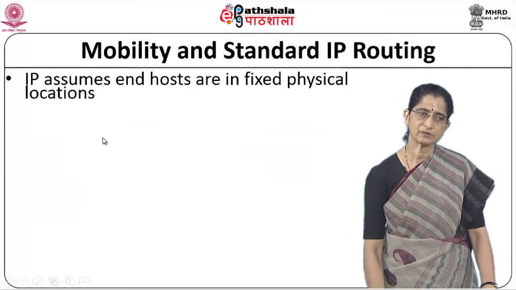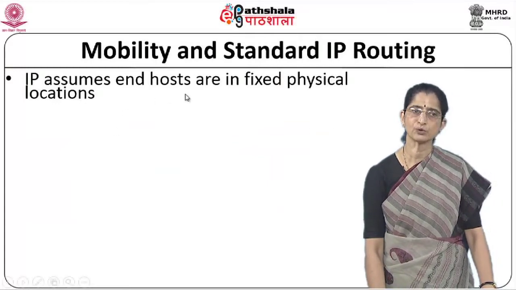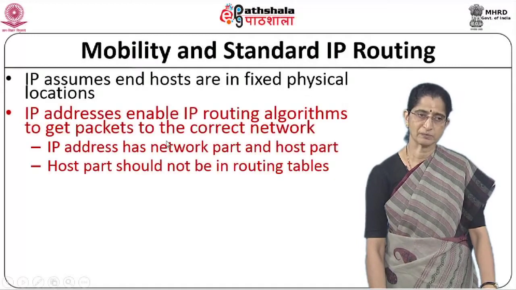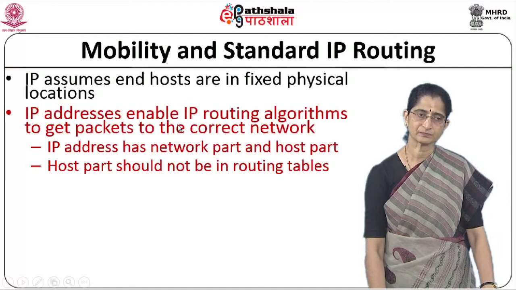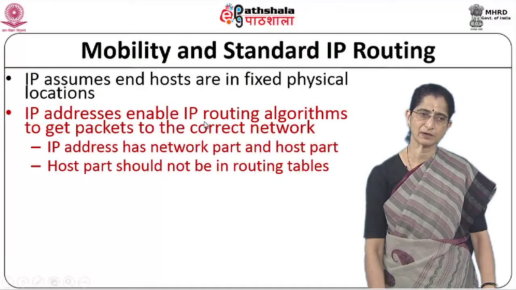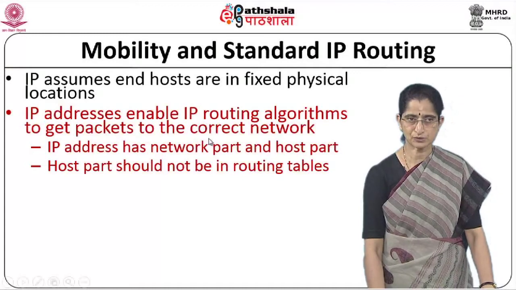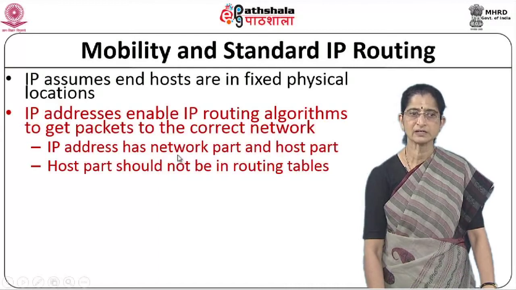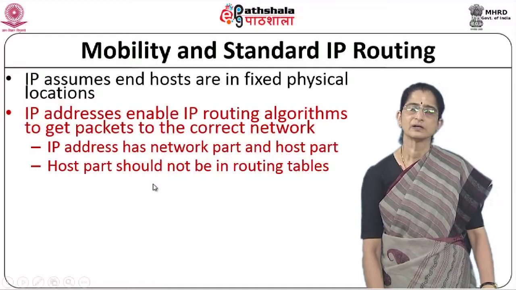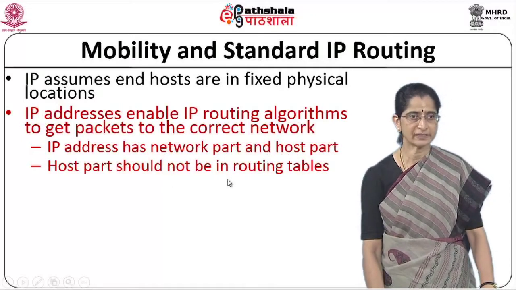IP assumes that end hosts are in fixed physical locations. Okay. What we mean by that is that the IP addresses enable IP routing algorithms to get packets to the correct network using the network part and the host part, right. The network part is used to identify the network and then you reach the host using the host part. Okay. The host part would normally not be there in the routing tables, it is only the network part that will be there in the routing tables.